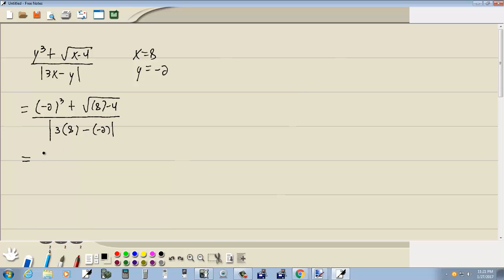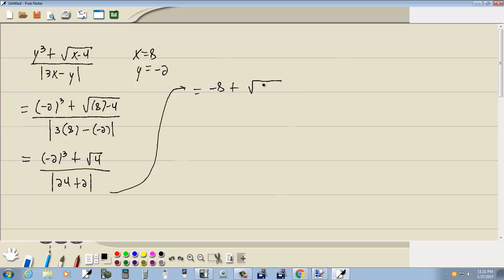Now up on top, we're going to have negative 2 to the third plus 8 minus 4 is 4, so we got square root of 4. Down the bottom, we got 3 times 8, which is 24, and a negative negative gives us a positive. Then negative 2 to the third is negative 8. Negative 2 times negative 2 is 4, times another negative 2 is negative 8. And square root of 4 I can rewrite as 2 times 2. Down below, we got the absolute value of 24 plus 2, which is 26.